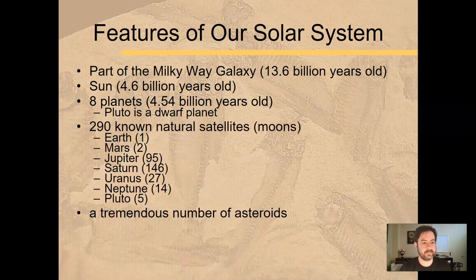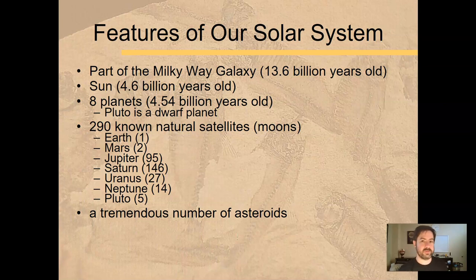How about that? There's also 290 natural satellites. That's the technical name for them. Commonly, they're referred to as moons, but that's technically incorrect. There's only one moon in the whole universe, and that's our natural satellite because that's its name. Just like there's only one Earth in the whole universe because that's the name of our planet. There's only one sun in the whole universe because that's the name of our star.